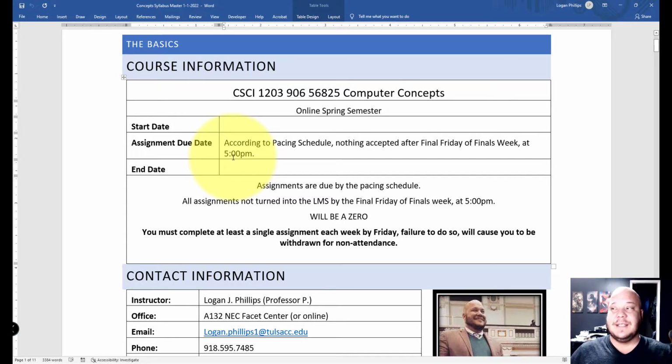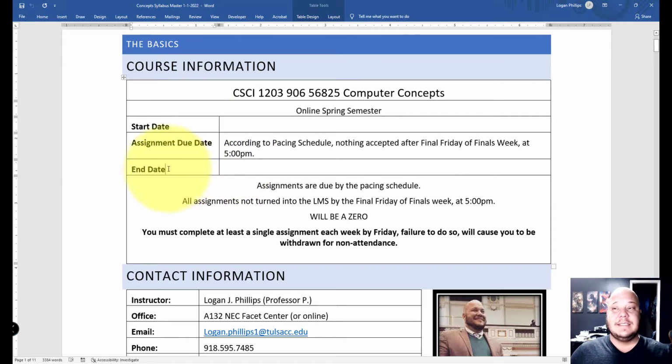The assignment due date is the final Friday of finals week at 5 p.m. The second it becomes 5:01, that class is over. So if you miss an assignment, you're late on something, and you're wanting me to extend a deadline, it's already extended for you, but any late work must be turned in no later than the final Friday of finals week by 5 p.m. Nothing will be accepted in this class at all after that assignment due date of the final Friday of finals week at 5 p.m.